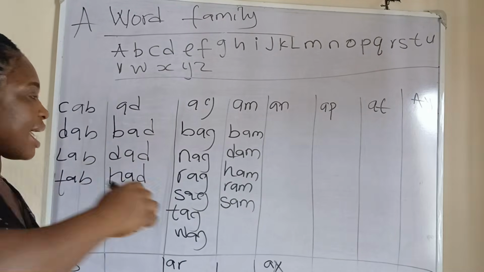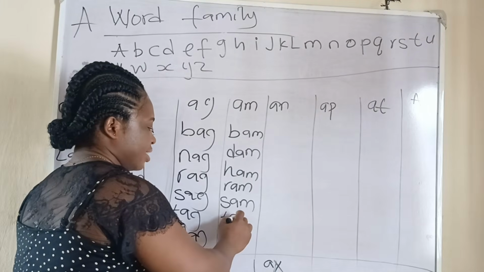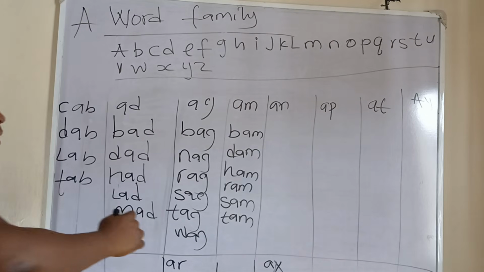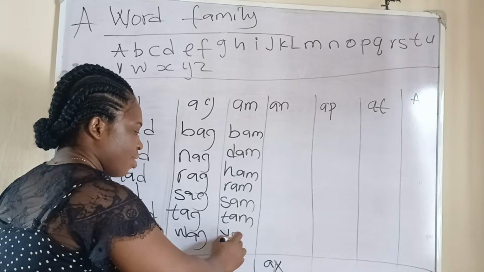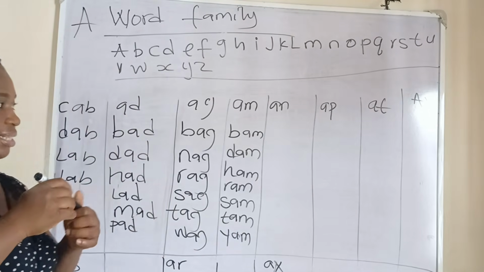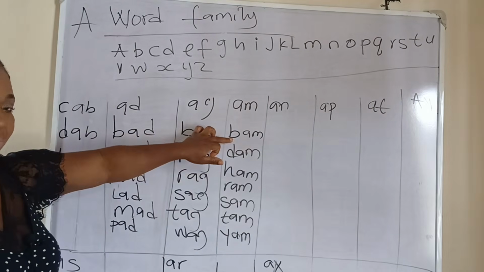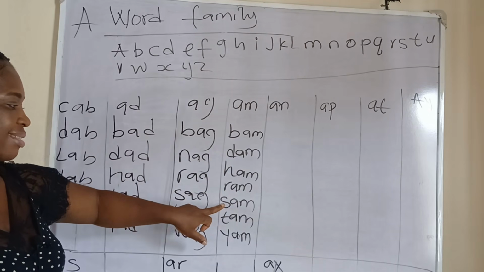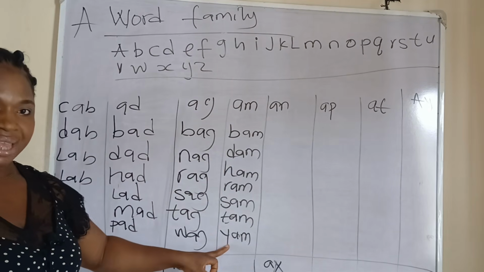We have Tam. For T, we have U, W, X. We have yam. That's yam. So we have bam, dam, ham, ram, sam, tam, yam.